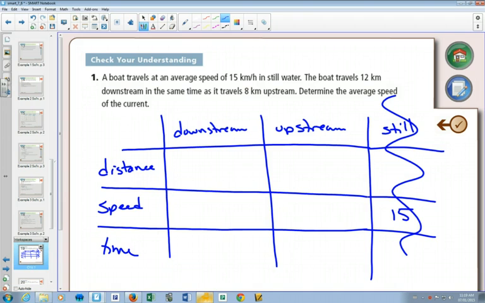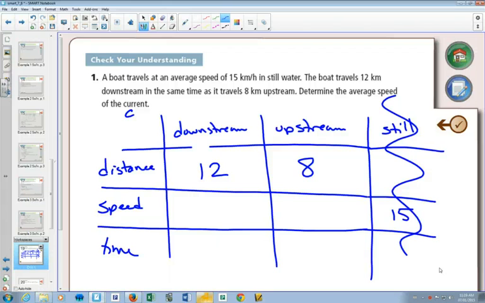Yes. Oh, 12 down, right, sorry. 12 down, 8 upstream. Okay? What are we trying to find? The current, right? So let's invent a variable. What we don't know is the current. Are you okay with the letter C for current?